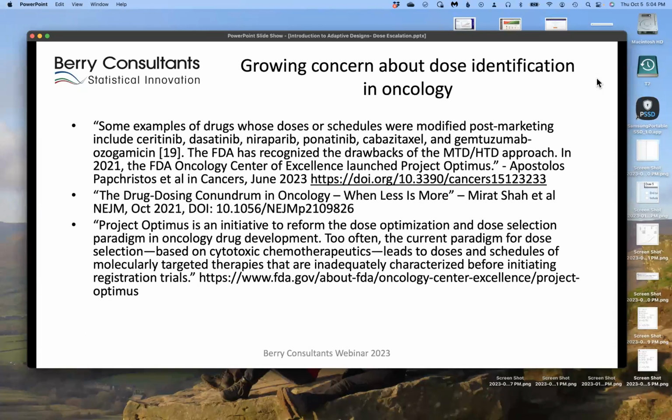And there's too many drugs being approved at a dose which then needs modifying post-approval. And so the FDA are leading an initiative to promote better trial designs for oncology.